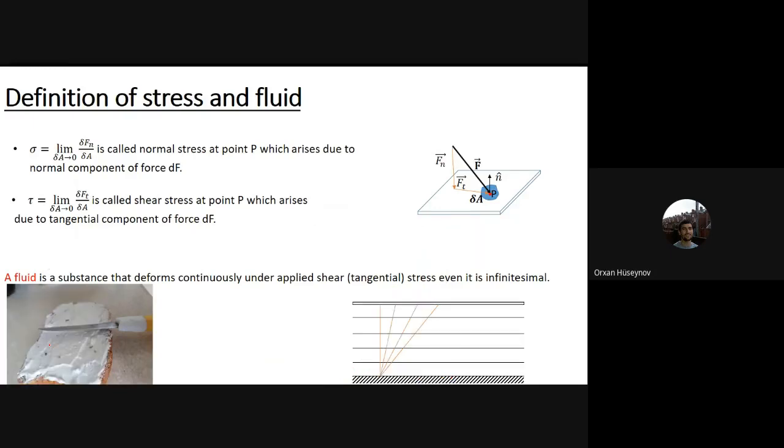Let me write it here. No slip boundary condition. No slip. So what it means is that the fluid takes the velocity of the solid boundary.